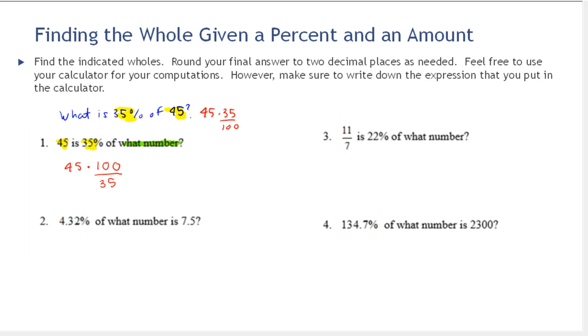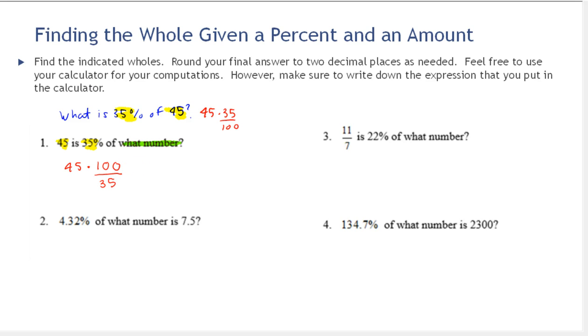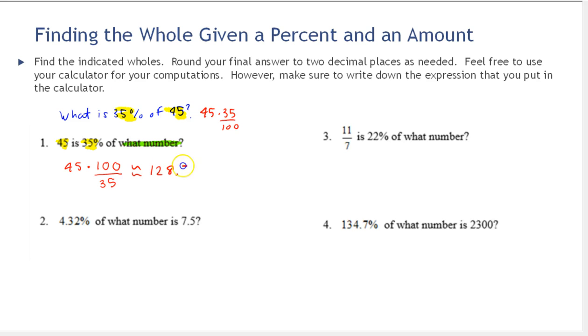Now let's put this into the calculator to compute it. So we have 45 times 100 divided by 35. We'll round that to 2 decimal places, so 128.57. Approximately 128.57. Whenever I round and I'm writing something out, I use the squiggly lines to show that it's an approximation and that I rounded my result. So let's look at the next one.